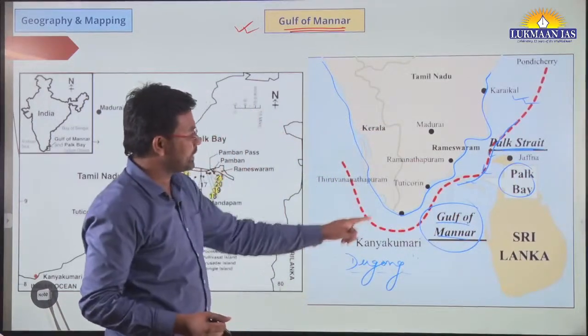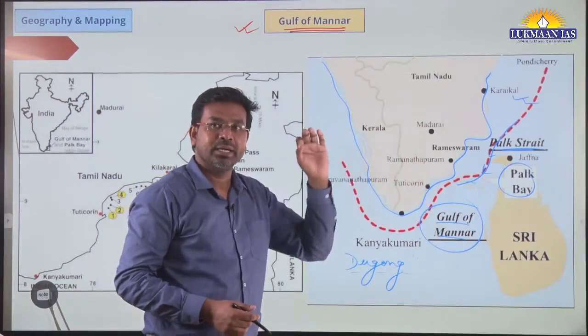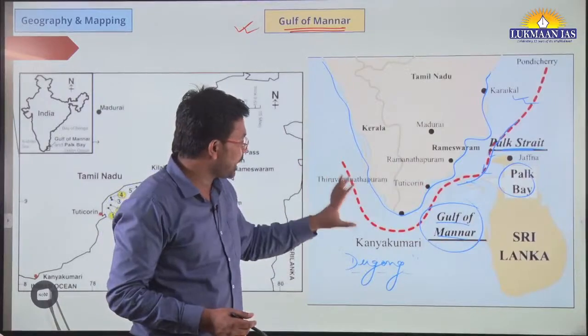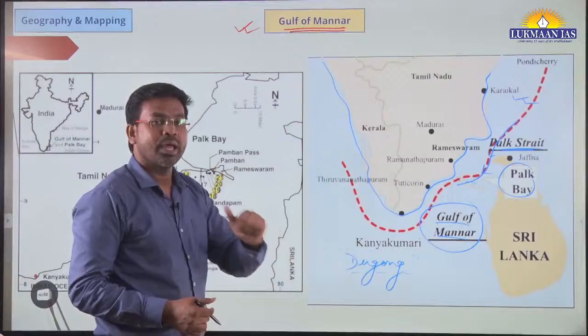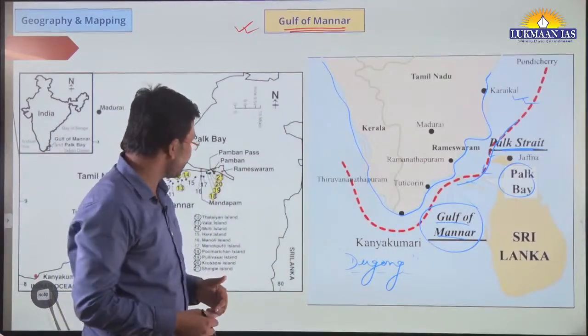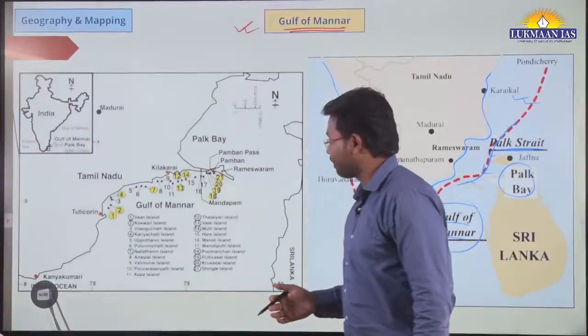This is the location of the Gulf of Mannar. Remember where the Gulf of Mannar is located. Also remember the name of this species, which is dugong. Identify the IUCN status of dugong. It will help you to solve a question in the prelims exam.